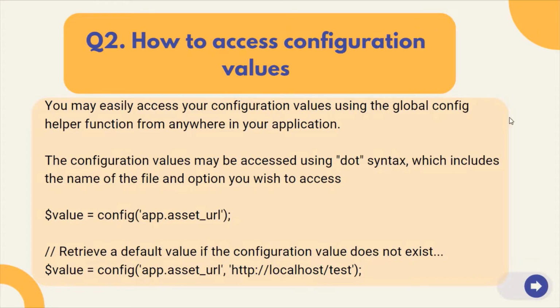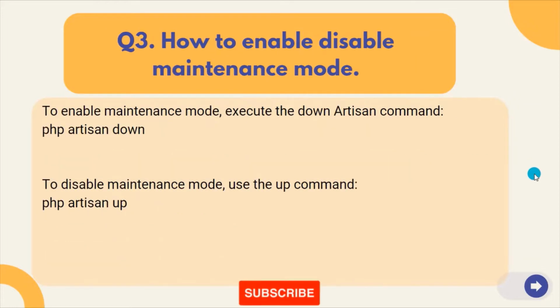Now let's check our third question: how can you enable or disable maintenance mode in Laravel? To enable maintenance mode, execute the down Artisan command, that is php artisan down. To disable maintenance mode, use the up command, that is php artisan up.